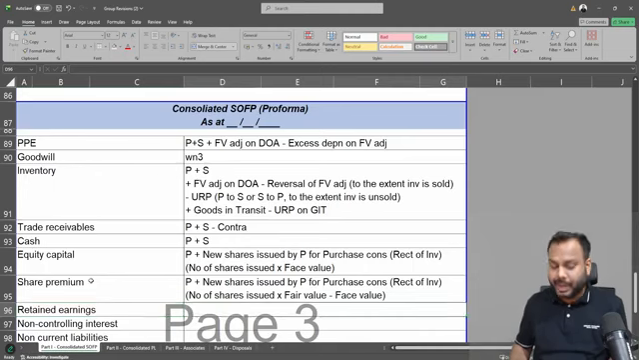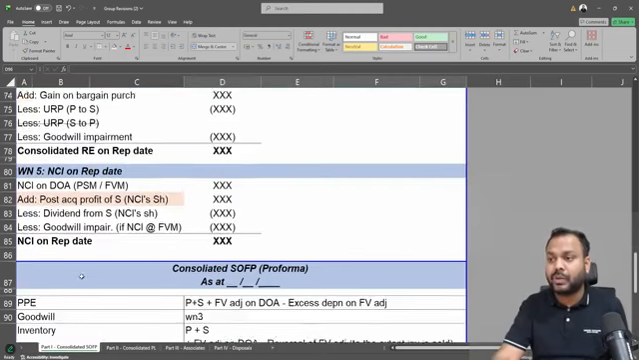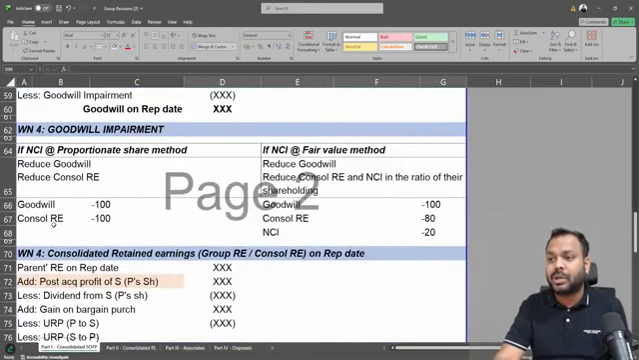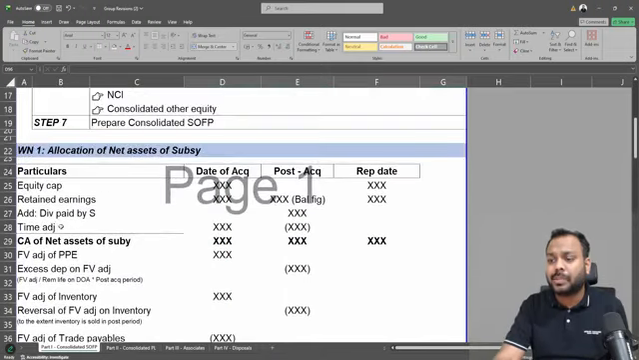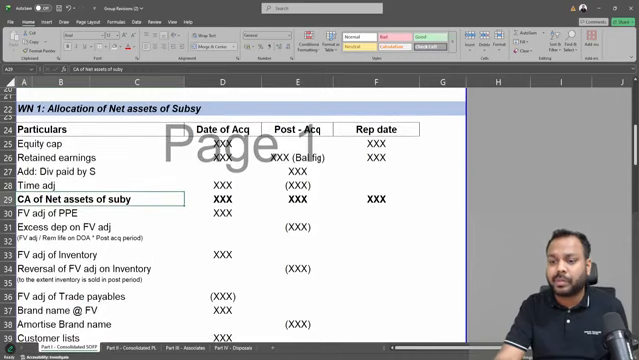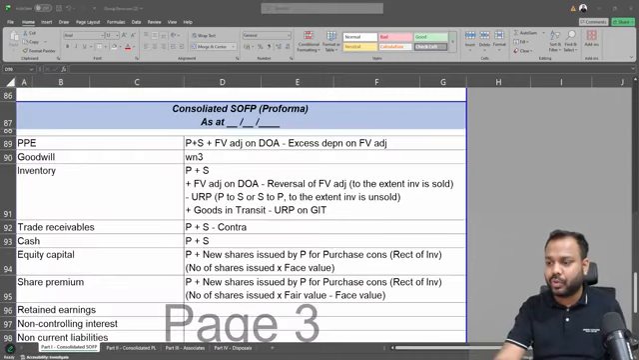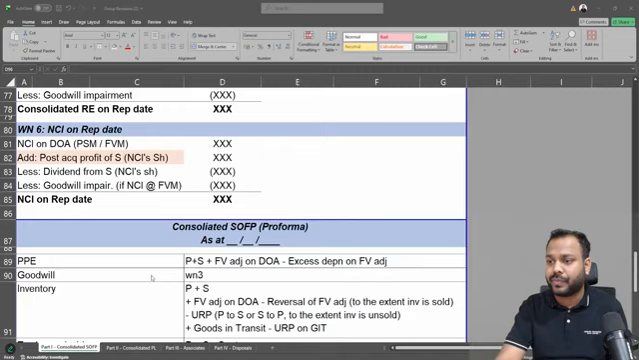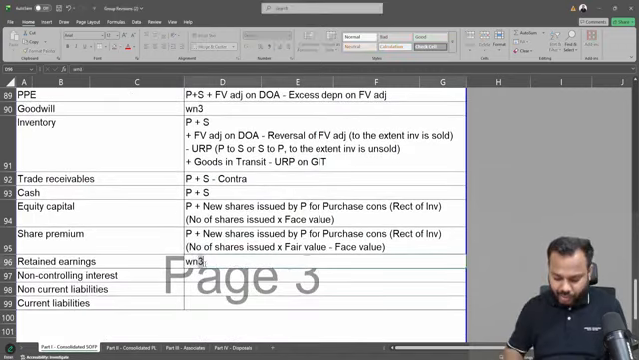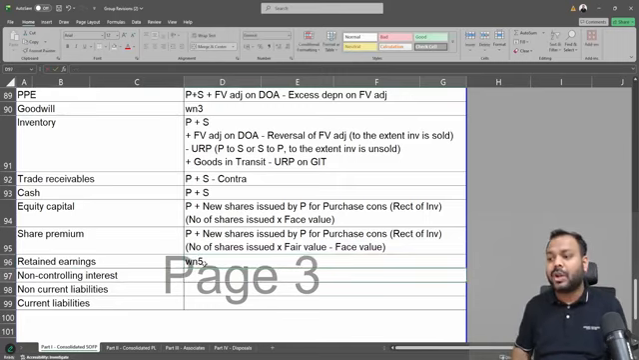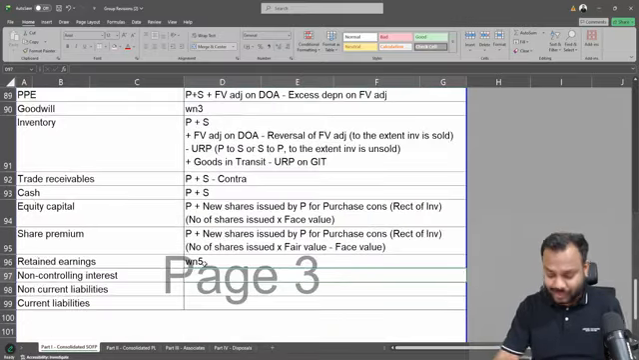Okay, now retained earnings, we have prepared the working note. Working note numbers are not sequenced properly. Let me just sequence the working note numbers. Just a minute. Okay, I have sequenced the working note numbers. So now retained earnings is working note number 5. We have completed working note number 5. Now coming to non-controlling interest. This also we have computed. What is the working note number? Working note number 6.